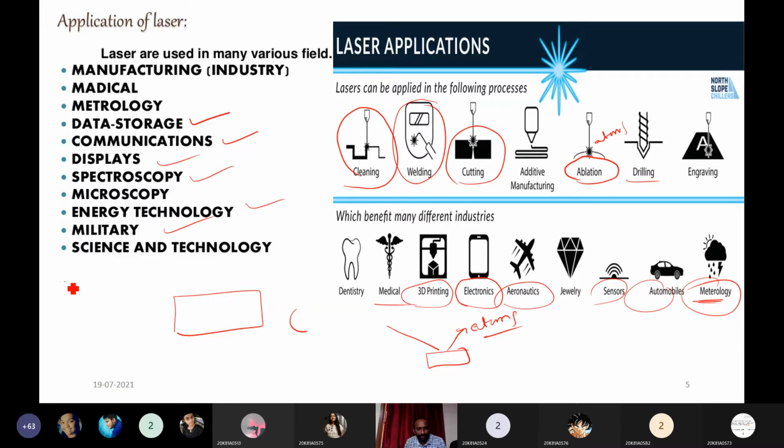Suppose you are in the military, in defense, and you want to target an object. You can use lasers and focus on the object, and the laser will be incident there. After that, it will reflect back, and you will identify the clear focus, and you can drop the bomb like that. In defense also, you can use these lasers. And also in many science concepts and technology, you can use lasers. So laser has many advantages and many applications. That's why we are very much interested in this.